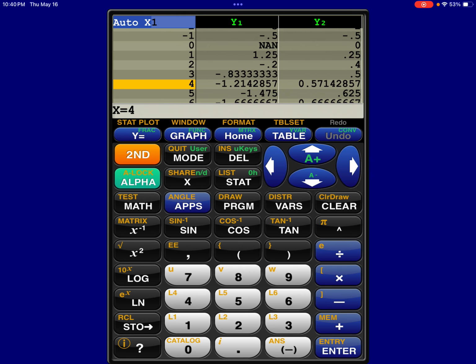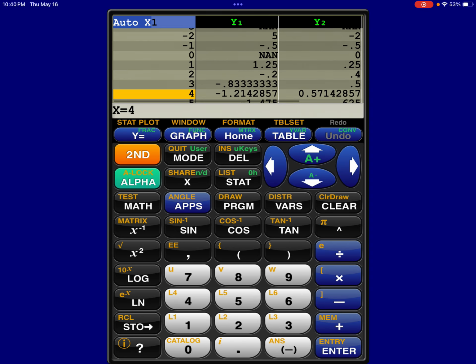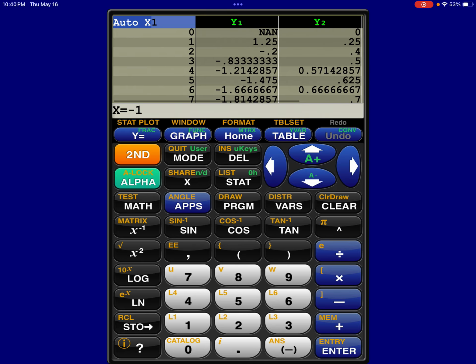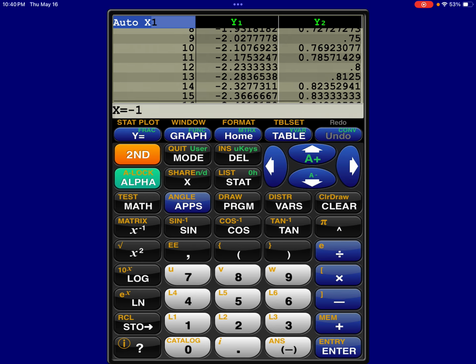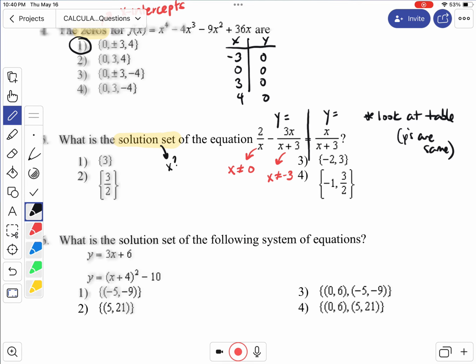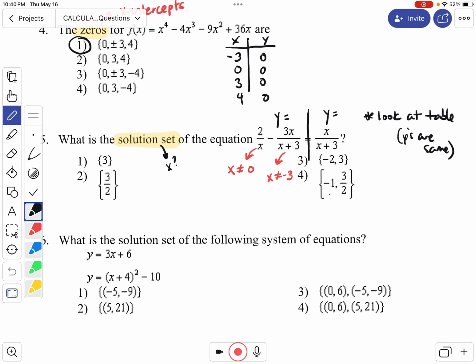All right, so if I go to my table, I'm looking for where my y's are the same. So do you notice that I have a -0.5 here and a -0.5 here? Because those are the same, I know that this actually works out, and one of my solutions has to be -3. And if I scroll here, I don't have any other y values that are the same. So by looking at my multiple choice options, I do see one of them is -1. So I'm going to assume that this is the right answer.